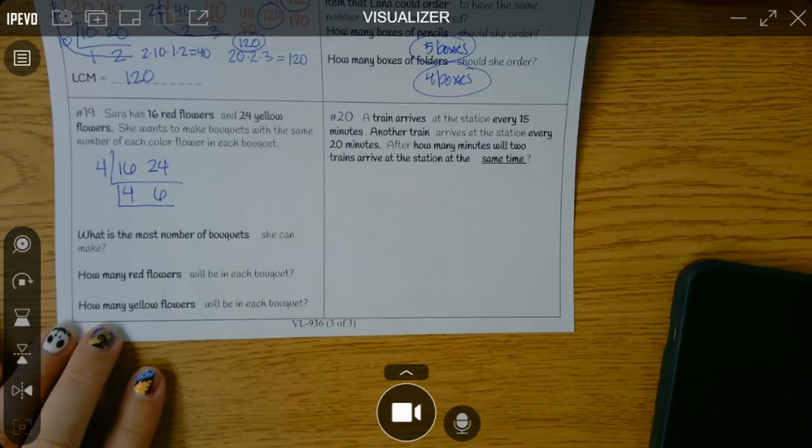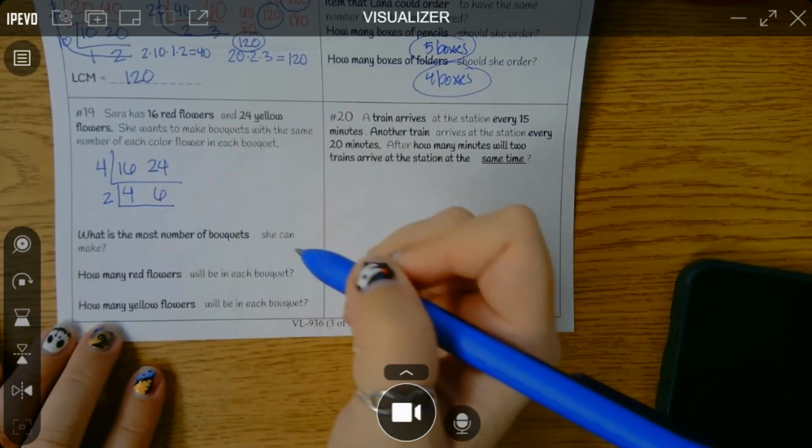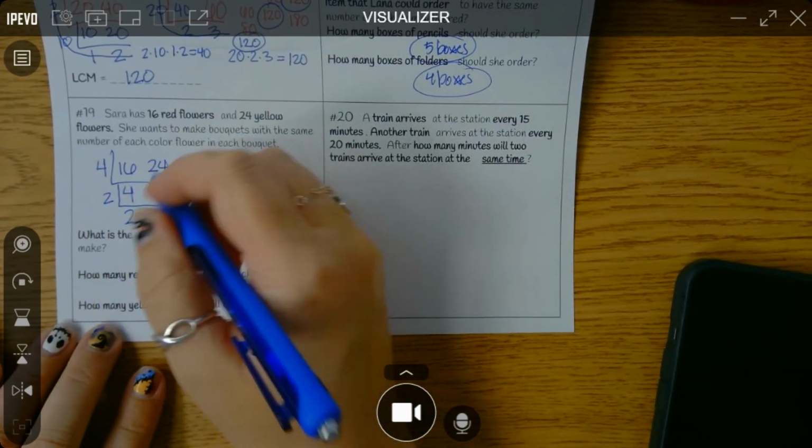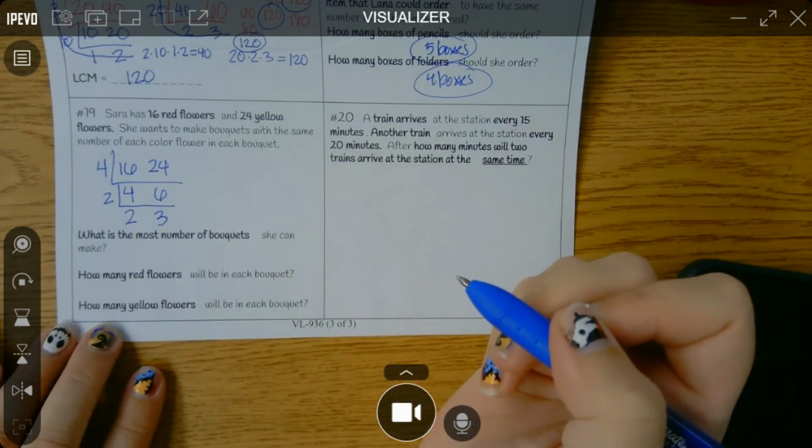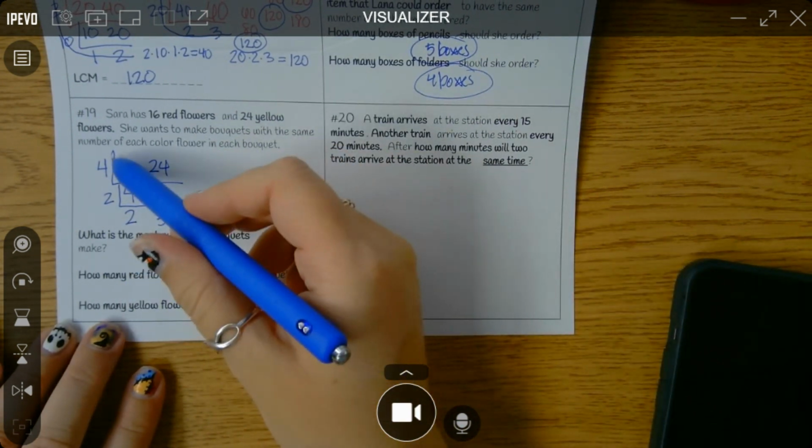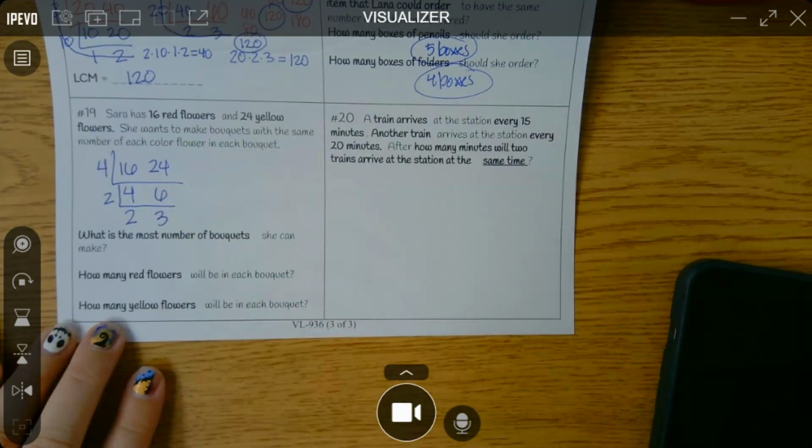And what can go into 4 and 6? 2. And 2 goes into 4 2 times. And 2 goes into 6 3 times. Can I keep going? Nope. Okay, so is this an LCM or is it a GCF?